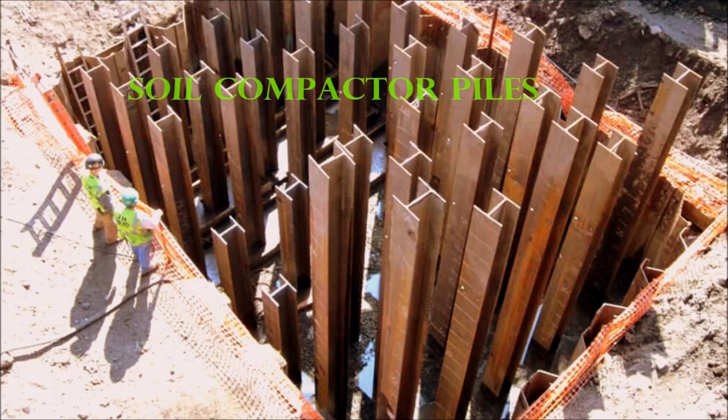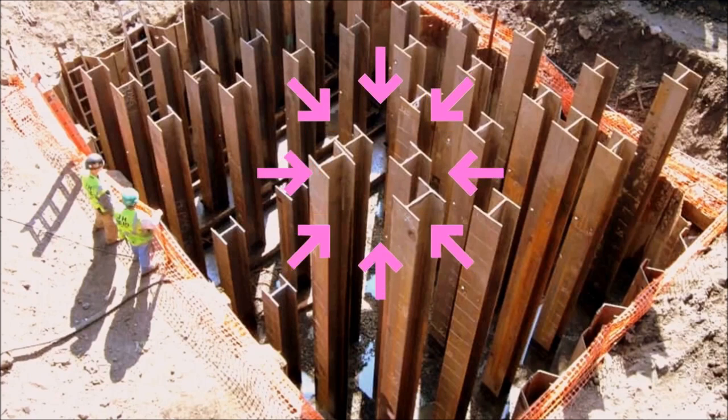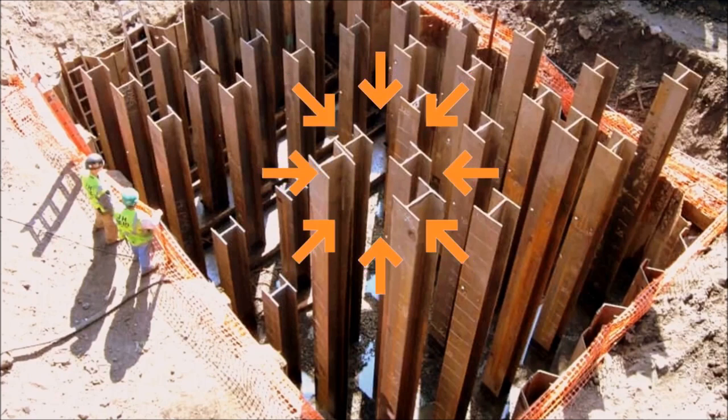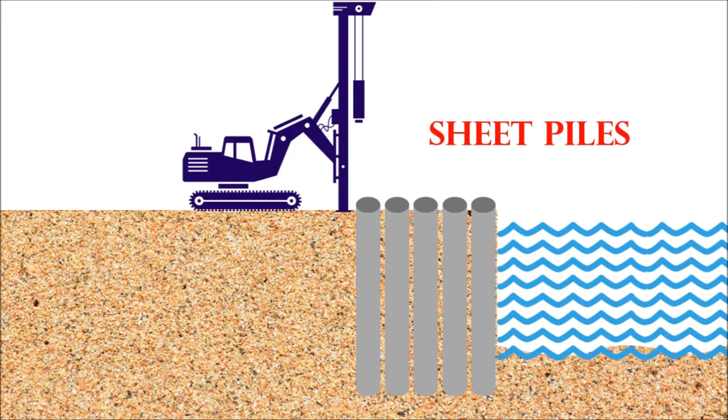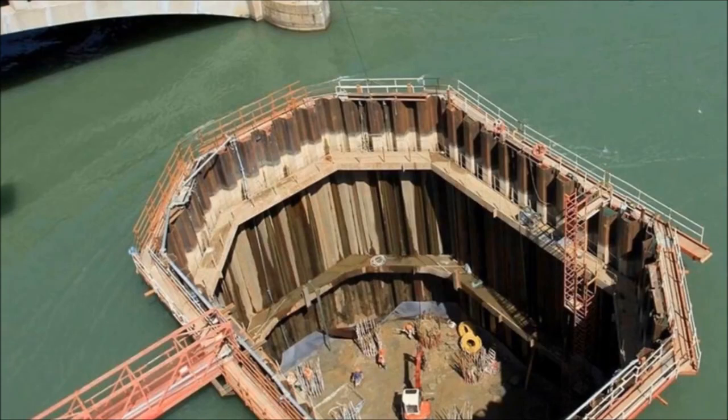Soil compactor piles. Sometimes piles are driven at closely placed intervals to increase the bearing capacity of soil by compacting. Sheet piles. These types of piles are used to provide lateral support. Usually they resist lateral pressure from loose soil, the flow of water, etc.